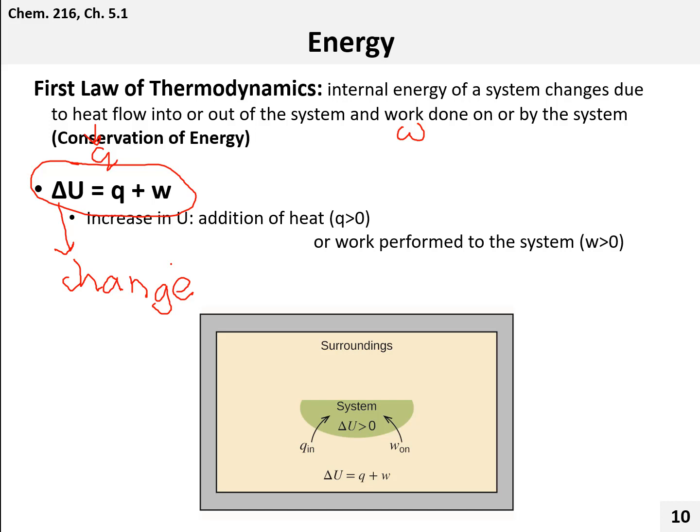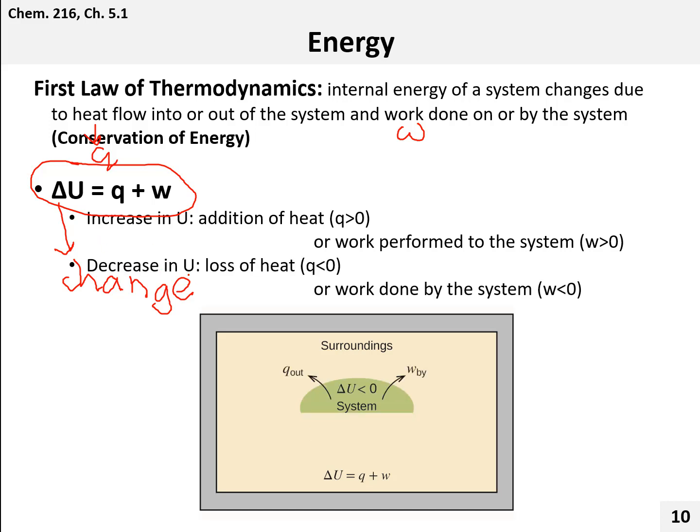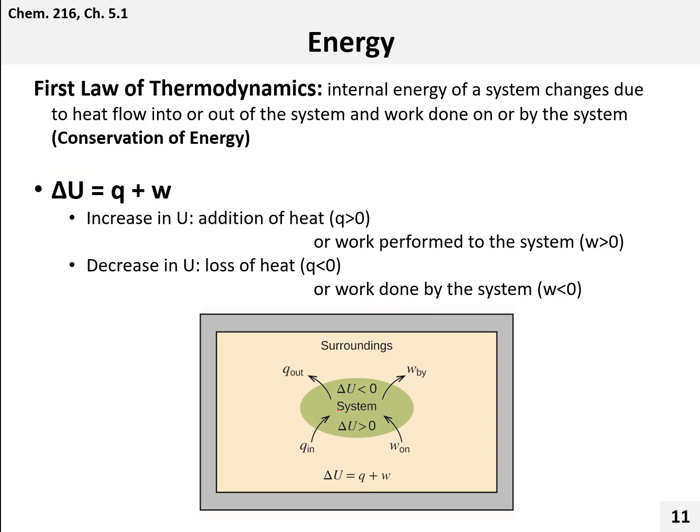Now, work doing on a system or performed to the system doesn't quite make sense, but let's think about the opposite. To get a decrease in U, we could either have a loss of heat, meaning Q is less than 0 or negative, or work can be done by the system. If I'm the system and I go for a jog, I'm doing work, so I lose energy. So my work would be negative. Okay, so we have these two ways. We can either have Q increasing and W positive, and that can make a delta U that's positive, or the opposite.